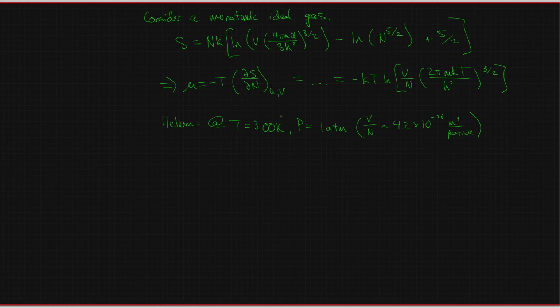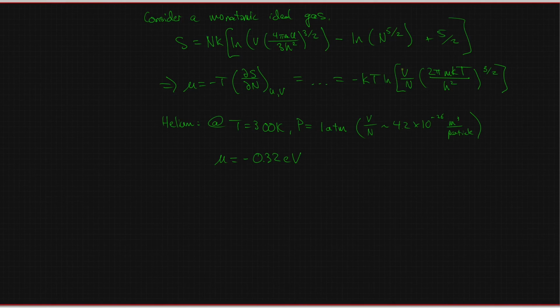But yeah, if you take all of that and you plug it in, you can show that for helium at least, the chemical potential is minus 0.32 electron volts. So that's a typical value for the chemical potential for the types of gases that we're going to be talking about here.